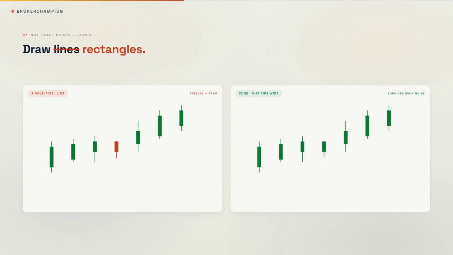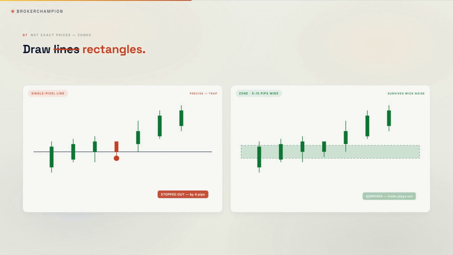But here's the part most beginners get wrong. These are not exact prices. They're zones, 5 to 15 pips wide on the majors, wider on exotics. Draw rectangles, not lines. A single pixel line looks precise, but it's a trap. You'll get stopped out by 4 pips and watch the trade work without you. 3 touches confirms a zone. 2 is a guess. 1 is noise.